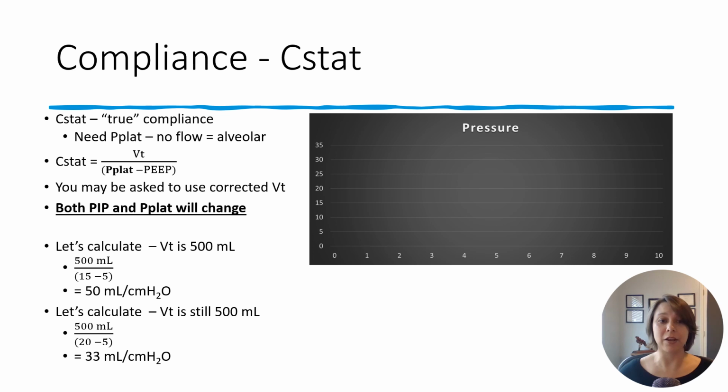Now let's do static compliance. Remember, static compliance is going to be the true compliance of the lungs when I'm talking about alveolar compliance. So that is why I need plateau pressure, because I'm looking for pressure with no flow that's going to give me intrapulmonary or alveolar pressure. And so my equation is going to be tidal volume divided by plateau pressure minus PEEP. It's always going to be volume over change in pressure.